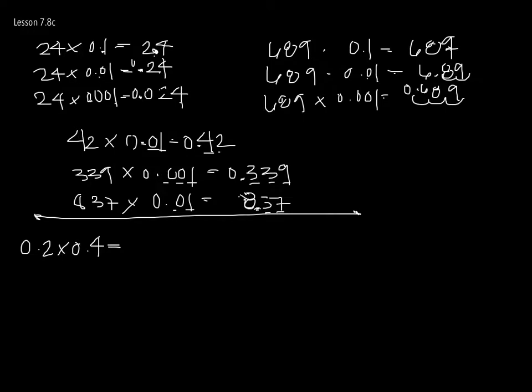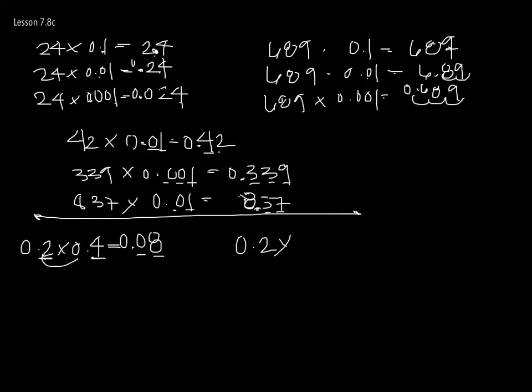Well, hopefully, boys and girls, you can do 2 times 4 and you're going to get 8. But now we have to figure out how many total numbers are to the right of the decimal point. So here we have one here, we have one here, so in our answer we need to have 2, so that's 1, 2, let's fill it with the 0, and our decimal point goes right there.